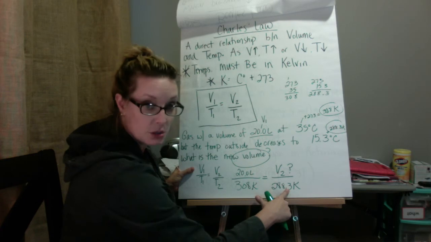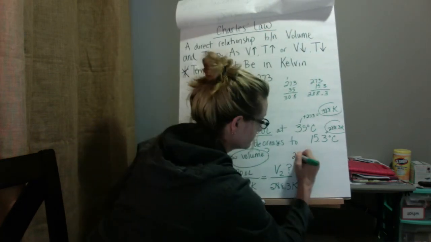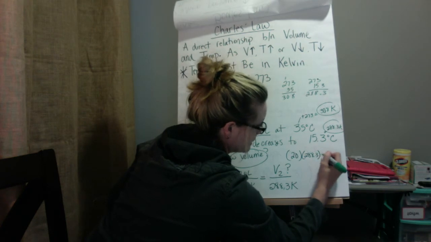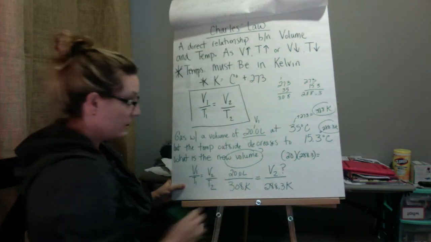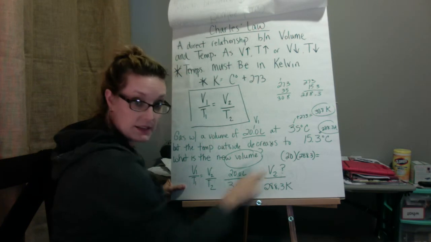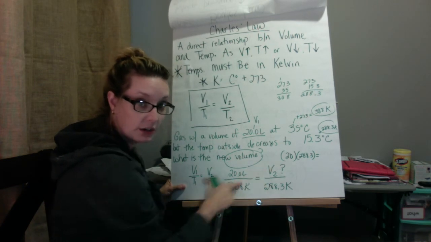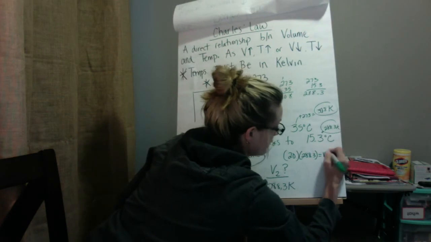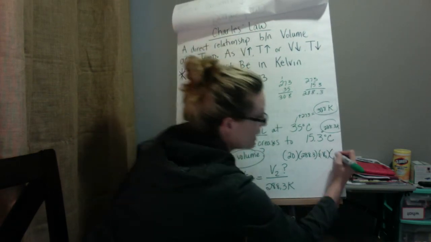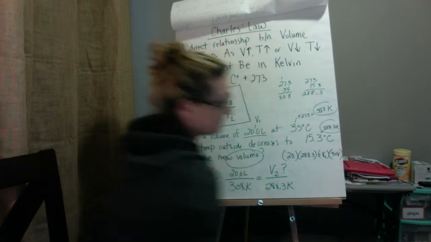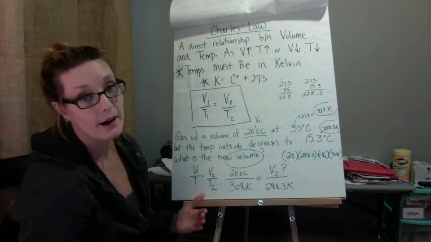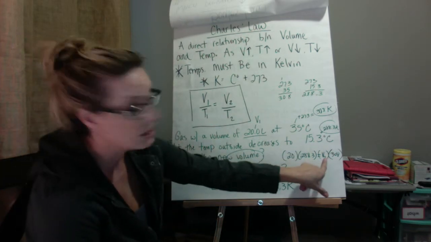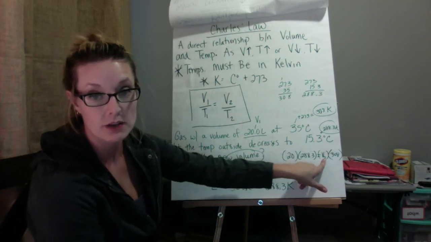20 times 288.3 equals, and then I'm going to cross multiply these. Making an X, right? I'm crossing over, but I'm putting these together, multiplying. V, my new volume, times 308. Right? And so now I have the same kind of math that I had before. I've got to get my volume unit by himself. He's what I'm trying to solve for.